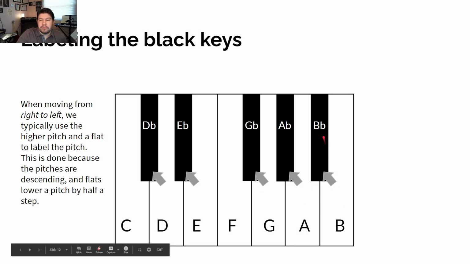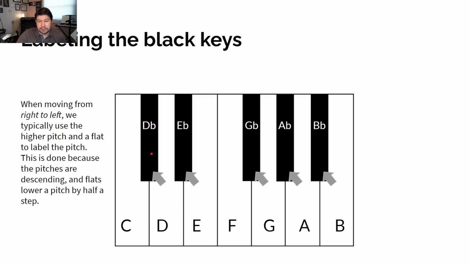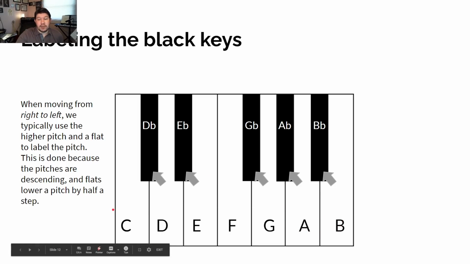So for example, B to B flat, A to A flat, G to G flat, E to E flat, D to D flat. Now again, if you are a piano or guitar player, G flat or D flat might look a little bit weird to you. And that's okay. They are functional in certain situations. So just remember, as we are moving from right to left, meaning we are descending, we're going to use the higher letter name along with the flat symbol.